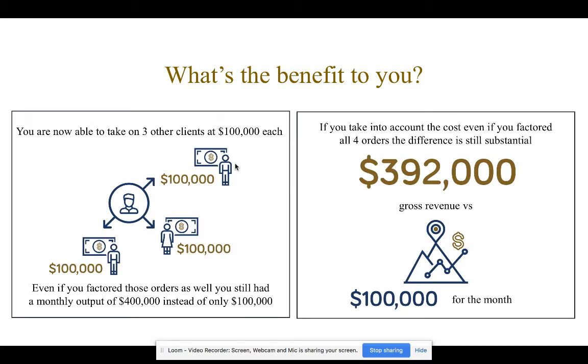All right. So what's the benefit to you? Well, instead of waiting 30 days, you were able to take on the other 3 jobs for $100,000 each. Okay. Even if you factored those orders, okay, your monthly output went from 100,000 to 400,000. All right, and if you want to look at net terms, what it cost you versus what you gained, okay, if you submit all 4 of those jobs or invoices for invoice factoring, you had gross revenues of 392,000 instead of having gross revenues of 100,000 for the month. Now you can see why this program is so vital to help you scale your business.